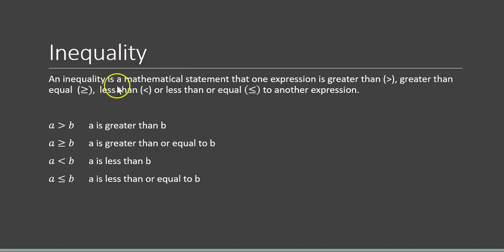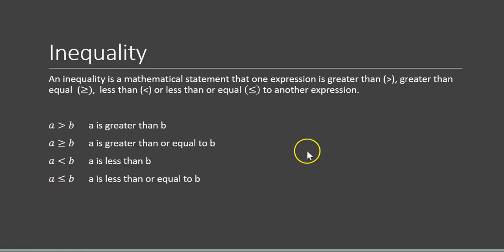So an inequality is a mathematical statement that one expression is greater than, or it can also be greater than or equal to, or less than or equal to another expression. So here are some examples. We read this as A greater than B, A greater than or equal to B, A less than B, A less than or equal to B.